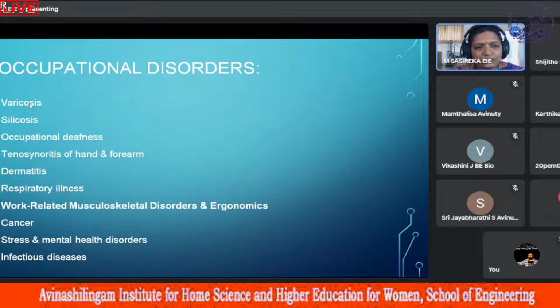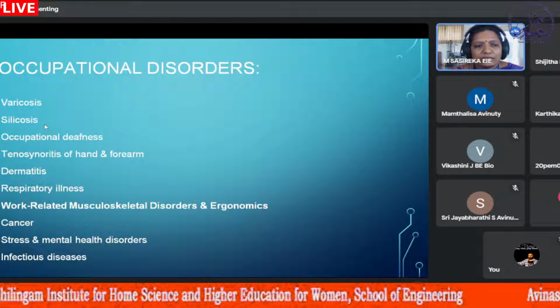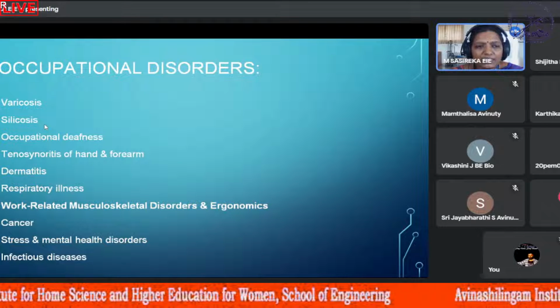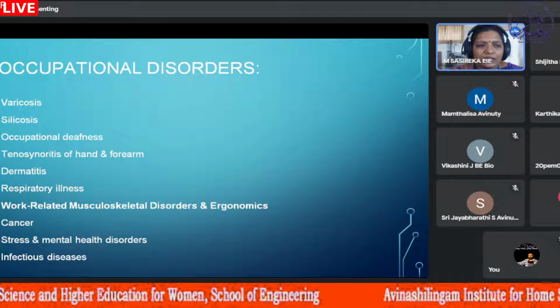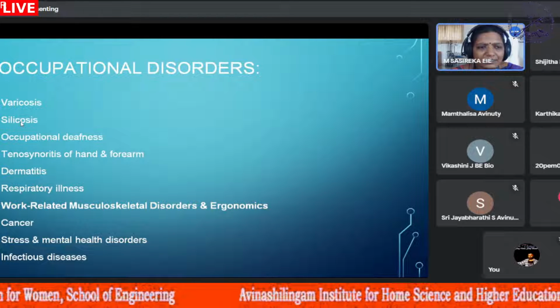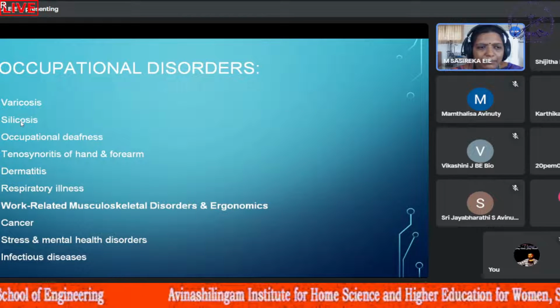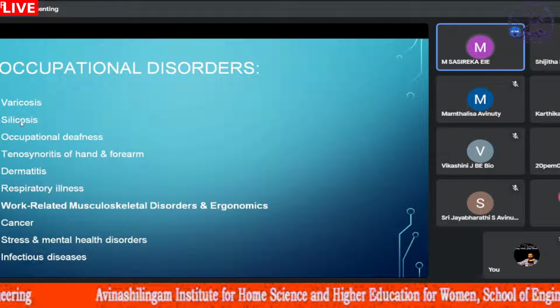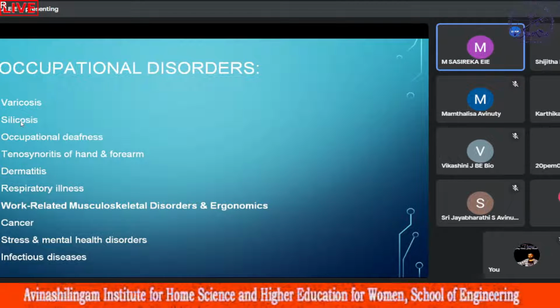You know what is silicosis? Silicosis is when silica particles get into our body, occupy the lungs, and create damage in the lungs. Okay, that is silicosis. All these diseases we will see one by one at a later stage.